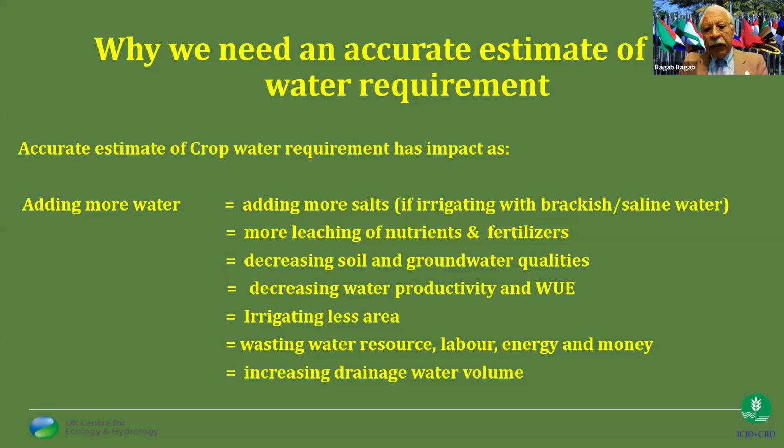Why do we need an accurate estimation of crop water requirements? An accurate estimate has impact. Adding more water, you add more salts if you are irrigating with saline water. Adding more water means you do more leaching of the nutrients and fertilizers. Adding more water, you decrease soil and groundwater quality. Add more water, decreasing water productivity and water use efficiency. Adding more water, you irrigate less area, wasting water resources, labor, energy and money, increasing the drainage water volume as well.